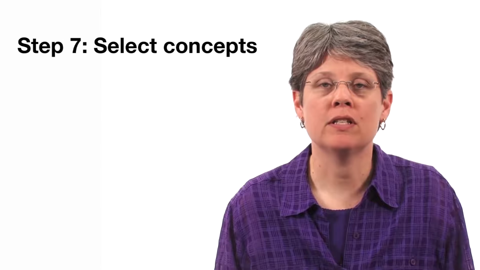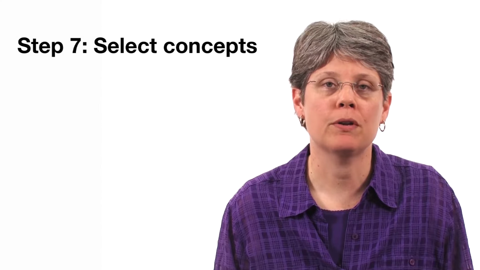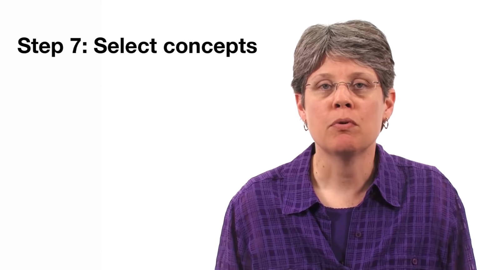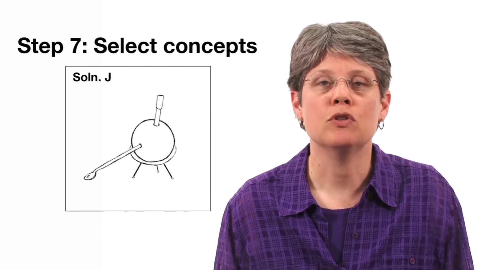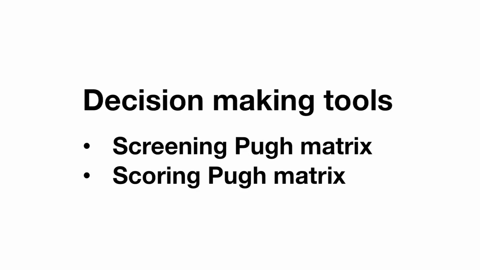Finally, step 7 is to select the concepts to move forward. For this problem, we're going to be selecting solution J, which is the ball and socket joint, to move on to prototyping. At this point, we have used two decision-making tools, the screening P matrix and the scoring P matrix, to select one solution from the large number of potential ideas with which we began the process.